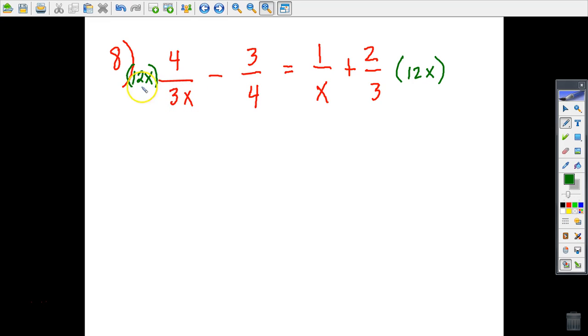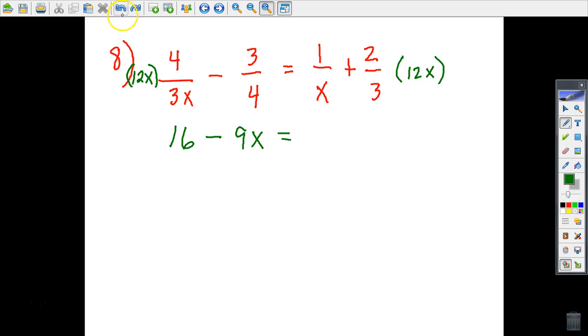If I divide 3x into 12x, that's 4, and then 4 times 4 is 16. Okay, moving right along. If I divide 4 into 12x, that's 3x. And then 3x times 3 is 9x. Okay, that clears out the denominators on the left side. Now let's clear them out on the right side. If you divide x into 12x, that's 12. Okay, just think of it this way. These x's would cancel. And now 12 times 1 is 12.